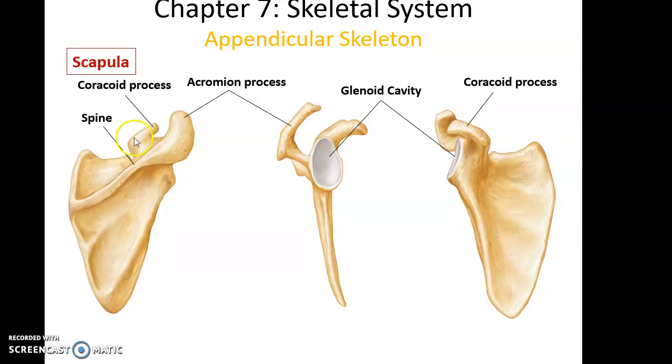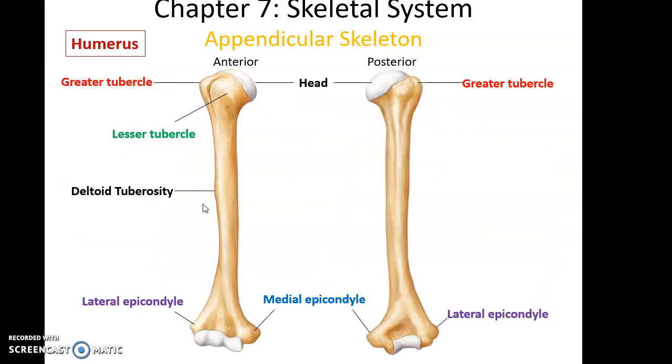Then there's this other thick piece of bone tissue called the coracoid process. Here is the coracoid process. And then we have this socket here that's called the glenoid cavity. And so the head of the humerus will fit into the glenoid cavity to give us the shoulder joint.